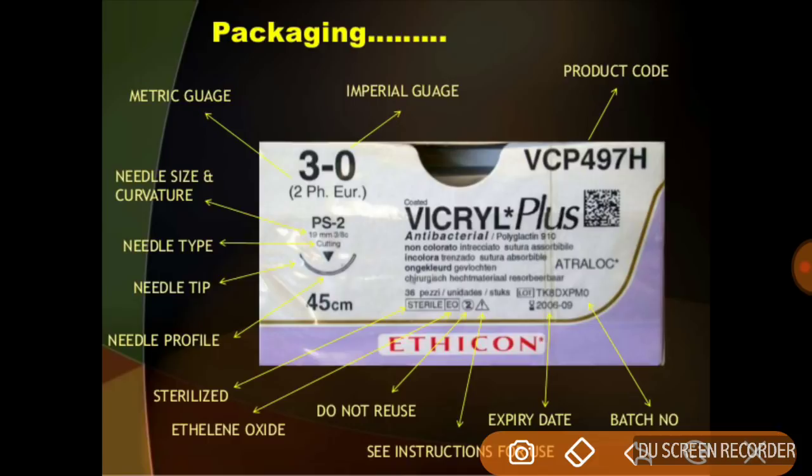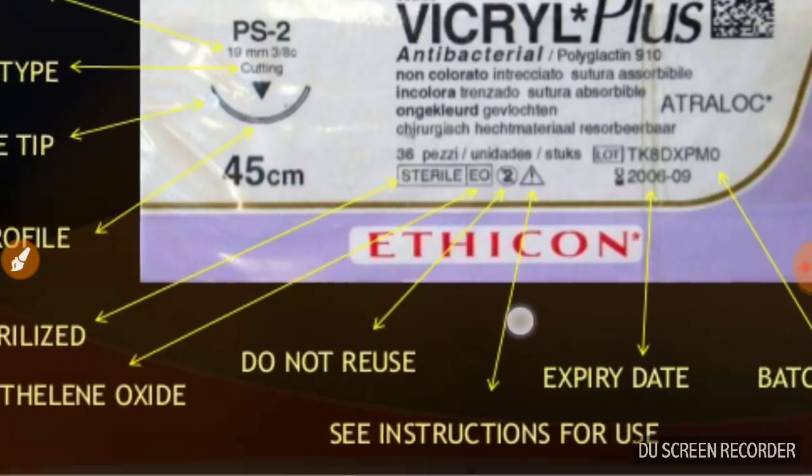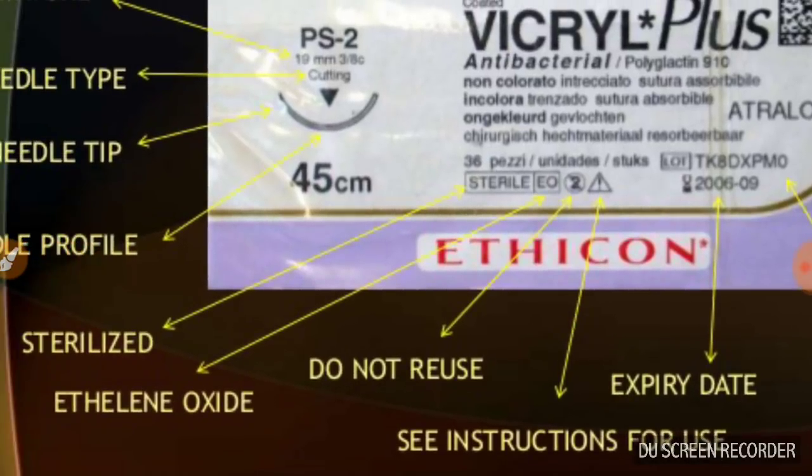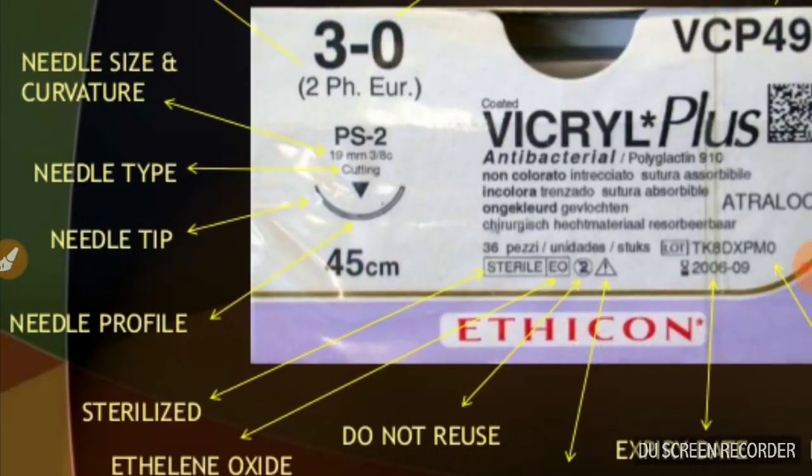So this is just a labeled one to make you know. This tells you the batch number. This is very important, the expiry date, which you should know for every material before using it. This tells you that you need to see the instructions before it is used. This symbol shows that you should not reuse; see, they have crossed out reuse. EO is ethylene oxide, used for its sterilization, and it is sterilized.